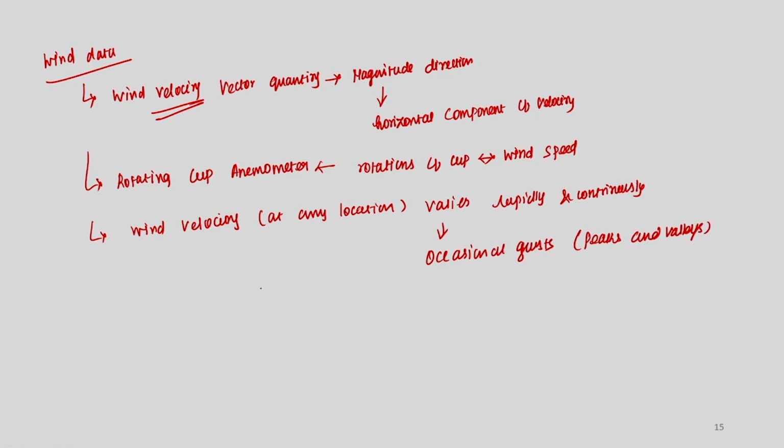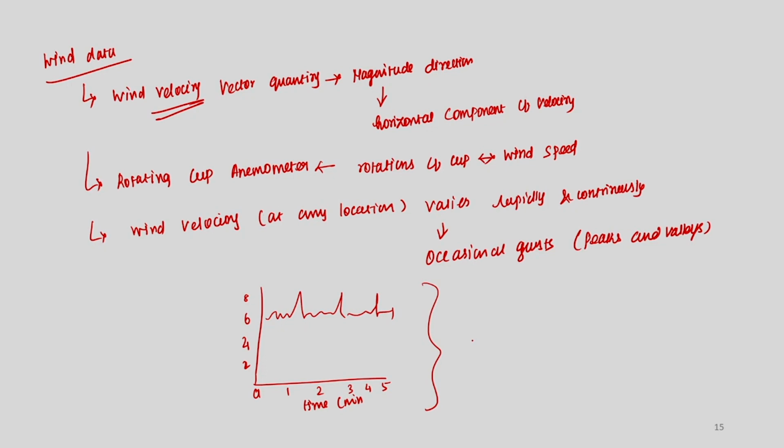If you see the wind data, this is time, probably in minutes: 0, 1, 2, 3, 4, 5. Wind velocity is 2, 4, 6, 8. At any one particular time what you get is something of this kind. Then how do we get reasonable data that we can analyze? In India, such data is provided by IMD, the Indian Meteorological Department.